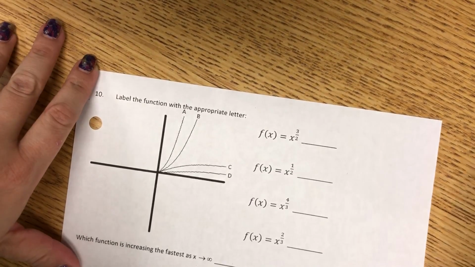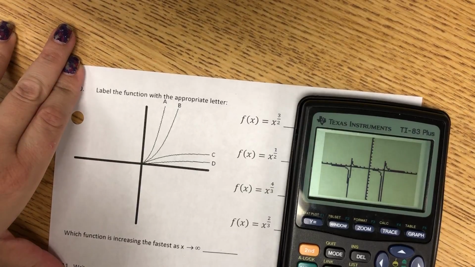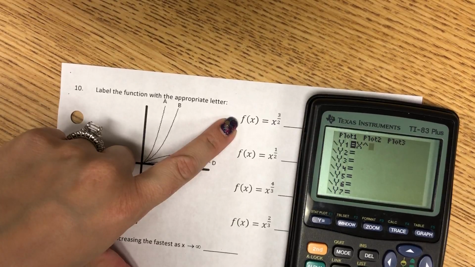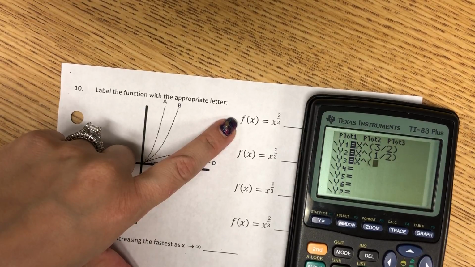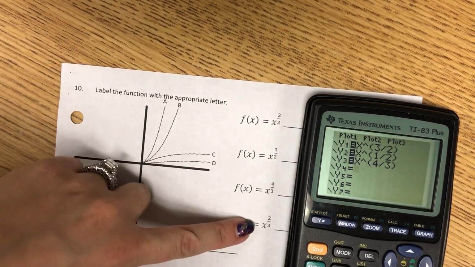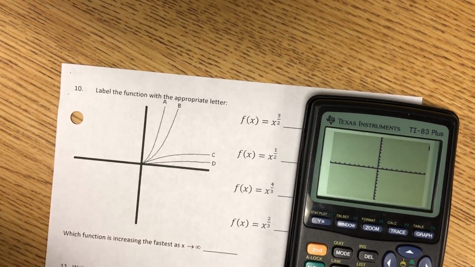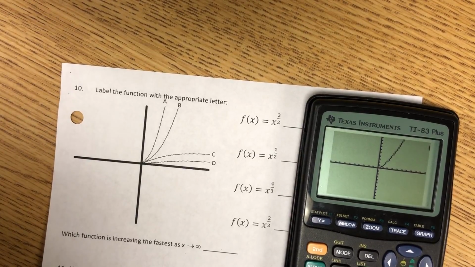Okay, number 10. Well, we got a calculator, might as well use it. Let's do x to the 3/2, x to the 1/2, x to the 4/3, and x to the 2/3. Now, if you have a nice new calculator that graphs in color, that's awesome because you will have a way easier time than me in my boring old gray and green calculator here.